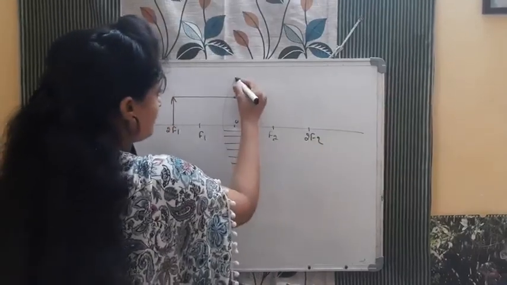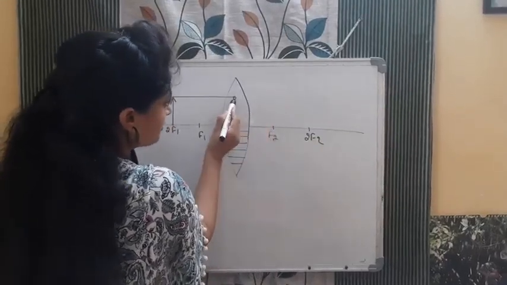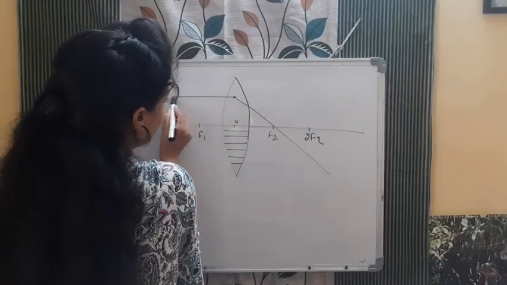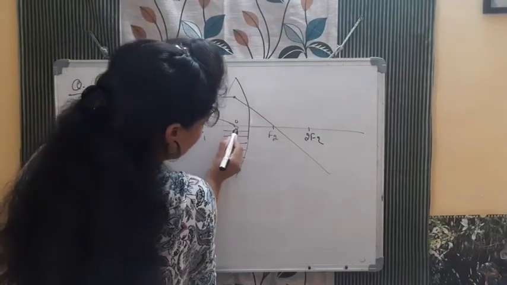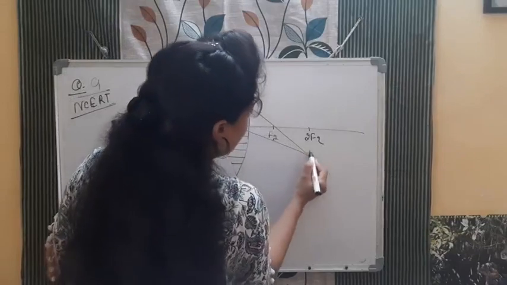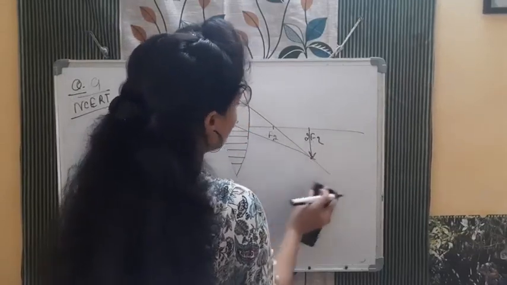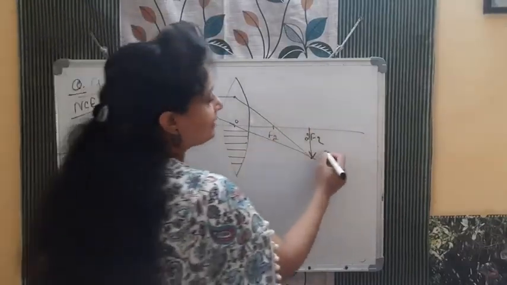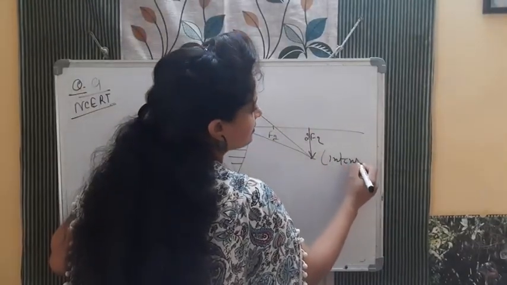So this will pass through here. Okay. And the second one, if I say through the optical center, the point where they will meet, the image will form. Equal size, real and inverted, only the intensity will be less.